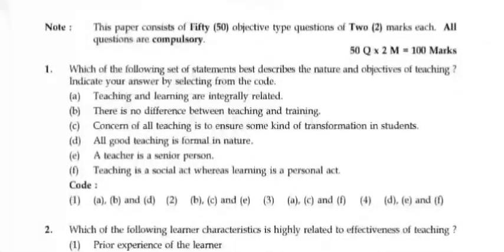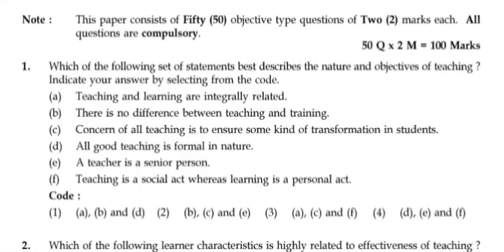Number 1, the question we have got says, which of the following set of statements best describes the nature and objectives of teaching? A, teaching and learning are integrally related. B, there is no difference between teaching and training. C, concern of all teaching is to ensure some kind of transformation in students. D, all good teaching is formal in nature. E, a teacher is a senior person. F, teaching is a social act, whereas learning is a personal act.